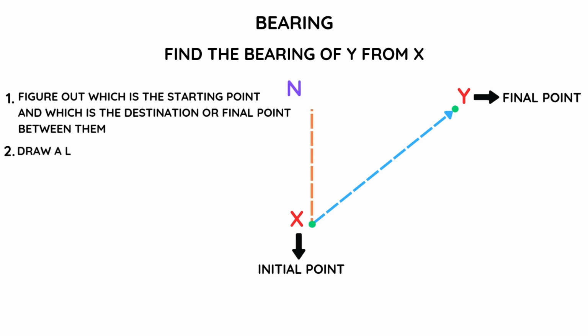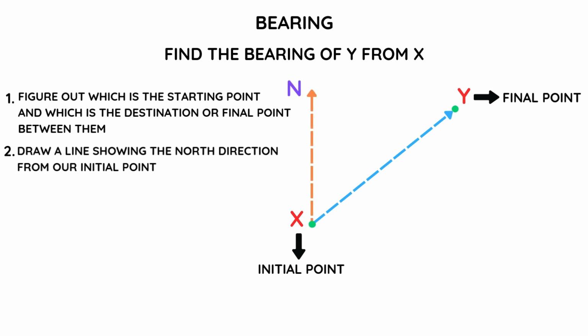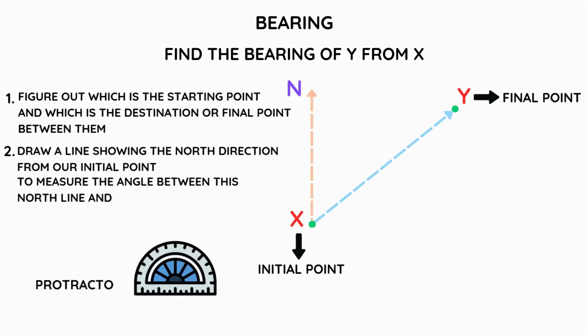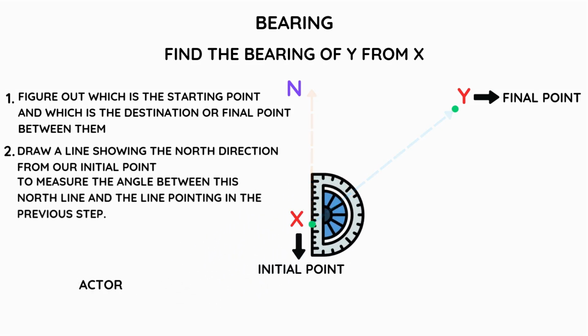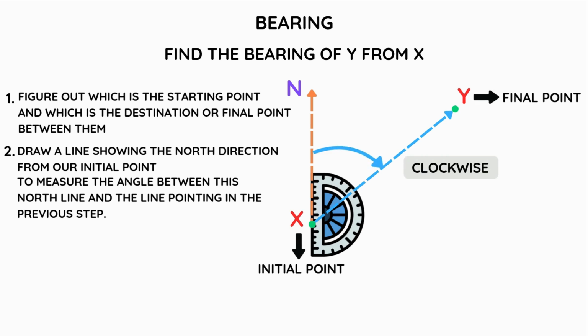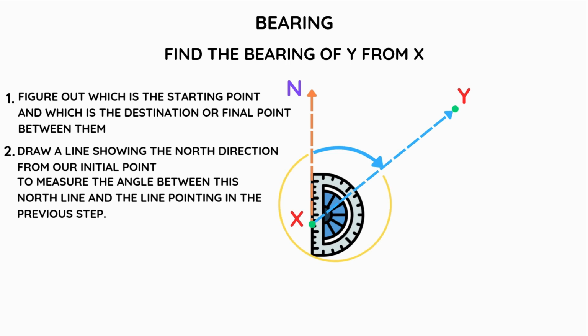Now for step 2, you will first draw a line showing the north direction from our initial point. Next, use a protractor to measure the angle between this north line and the line pointing towards y that we drew in the previous step. One important thing to remember is that you will always measure the clockwise angle from the north direction. Since this is the north, we will draw a clockwise angle like this. Always remember to go clockwise. You will not use the angle that goes in the anti-clockwise direction. Suppose this angle turns out to be 60 degrees. We write our angle as 060 degrees, and that is the bearing of y from x.